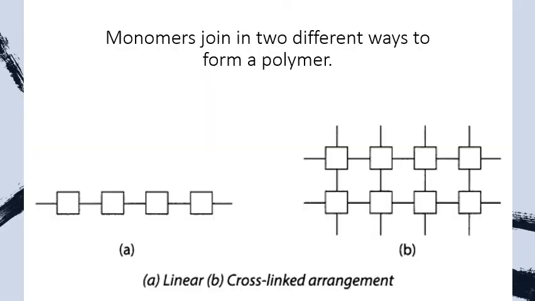Now, when we talk about joining of monomers, monomers join in two different ways to form a polymer. One is linear pattern, the other one is cross-linked arrangement. What is a linear polymer? When monomers combine in a linear fashion, making a long chain, they form a linear polymer. When monomers join in a cross-linked arrangement, forming side chains, then they are called cross-linked polymers. So children, we can say that all the fibers are made up of polymers.